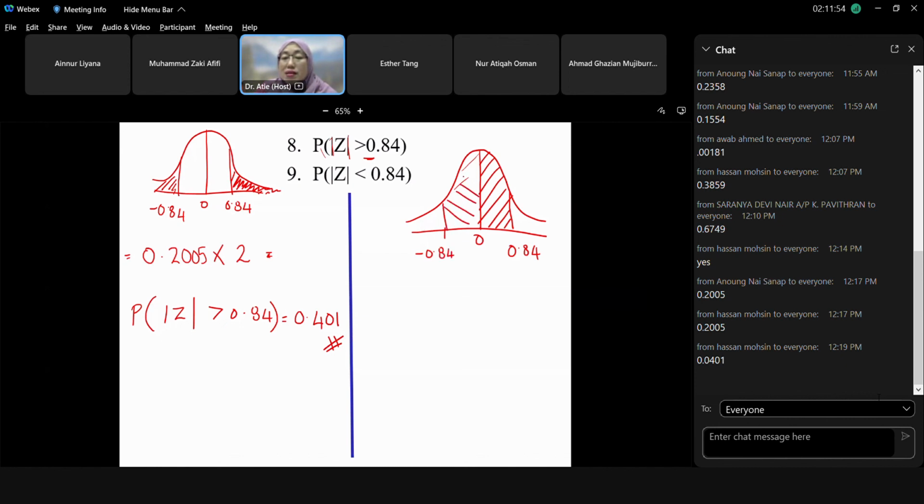So the negative side will be the reflection, so it will be this one. The area that we are looking for, just now we times 2, now same thing, times 2, but we need to look at the positive area. So you can just do 0.5 minus whatever is given by the table, and then you times 2, and you will get the answer. I think it's very easy because we already know the value here, 0.2005.